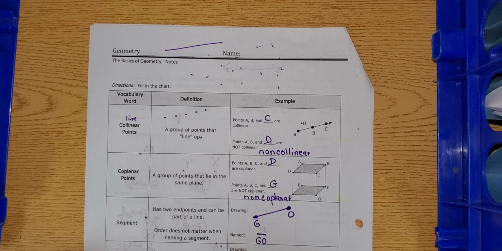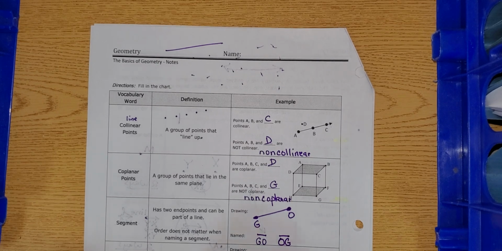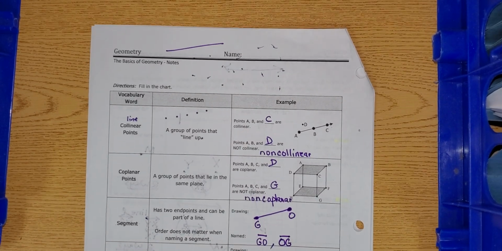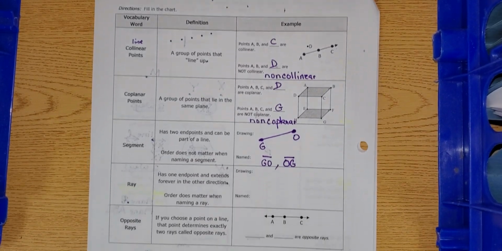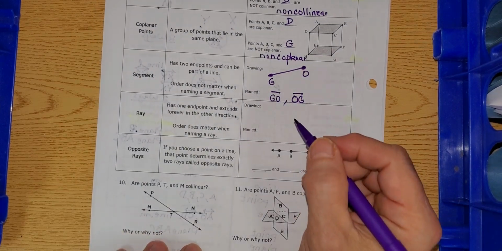Just don't put arrows. If you want to, you could write it backwards. Either one of those would work for a segment. Next, let's do a ray.